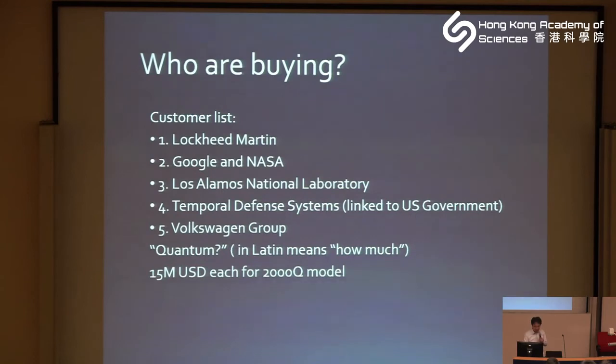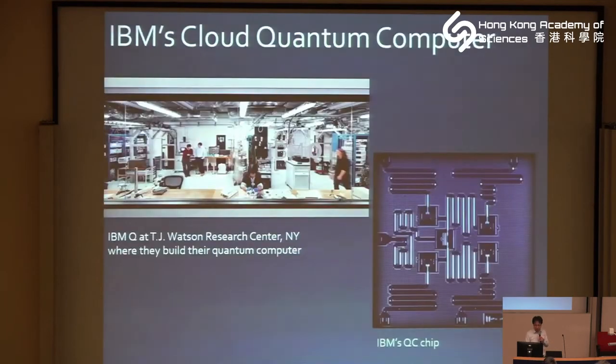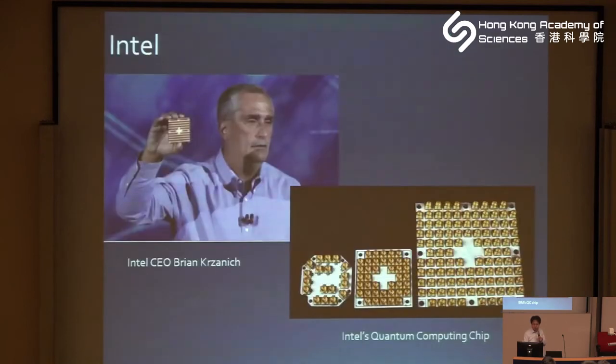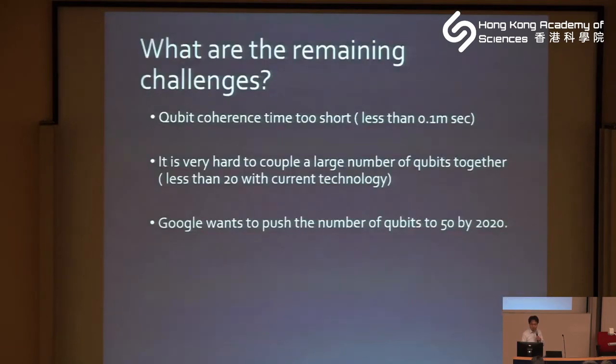So, and you can ask, okay, how much do they cost? Each of them costs $15 million, okay, from the D-Wave company. So IBM is also making quantum computers. And Intel, as I mentioned, also making quantum computers. And so what are the remaining challenges? Well, people are working on that.